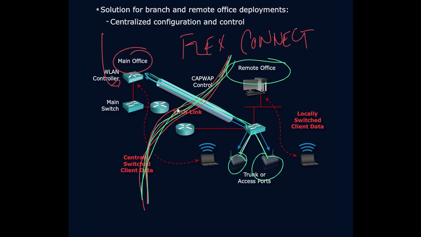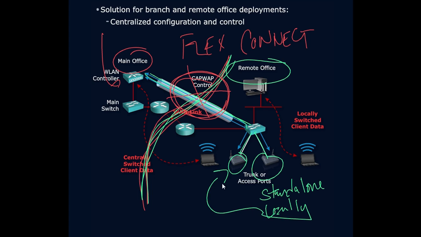Now I know what you guys are saying. What happens if there's a failure of this link here? What if we lose that wireless LAN controller? Do we lose our APs? The answer is no. What happens at that point is these become standalone APs, meaning everything is locally switched and locally authenticated. So now we are local to these APs.